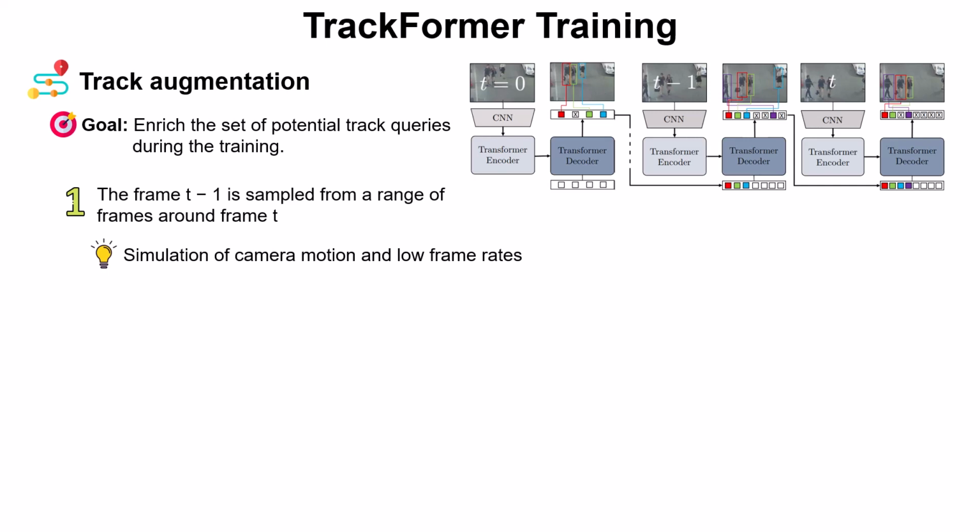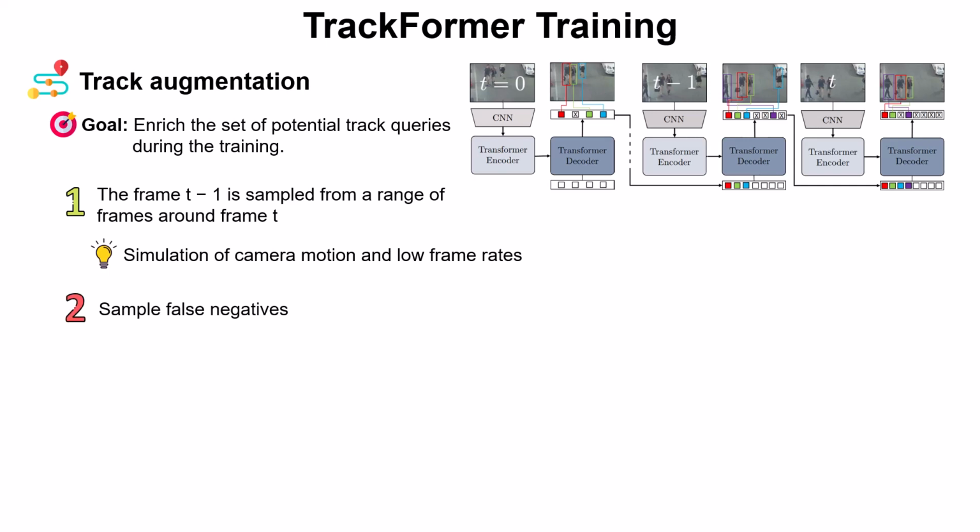So let's just say the frame 100 is the current frame. Instead of picking the frame 99 as the previous frame, let's just say I pick the frame 56. Since the frame 56 and the frame 100 are around 1.5 seconds away, the objects existing in that image are in a completely different position. And that kind of simulates the low frame rates. And also when I move the camera, the position of objects changes, and it kind of simulates that as well.